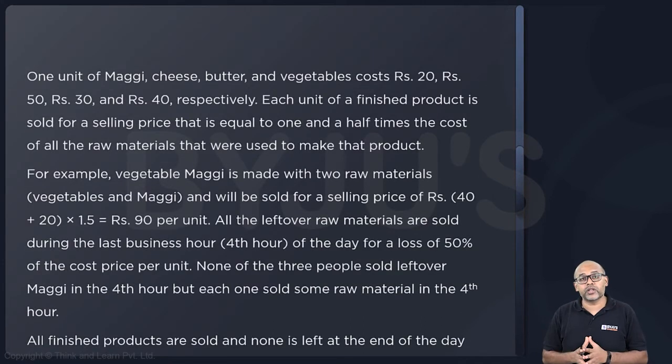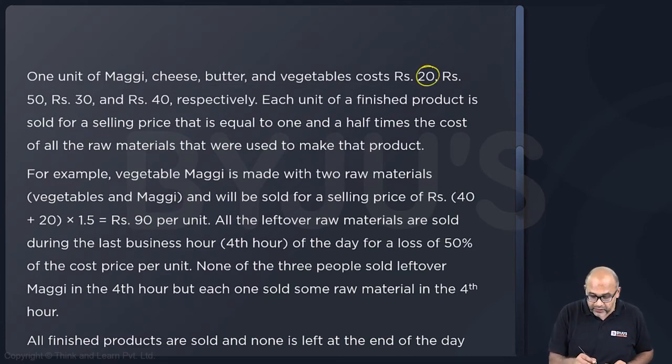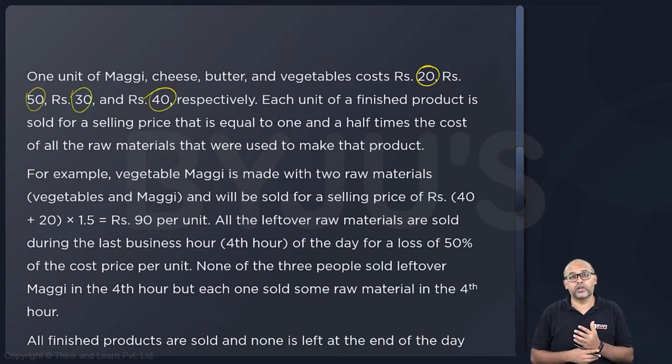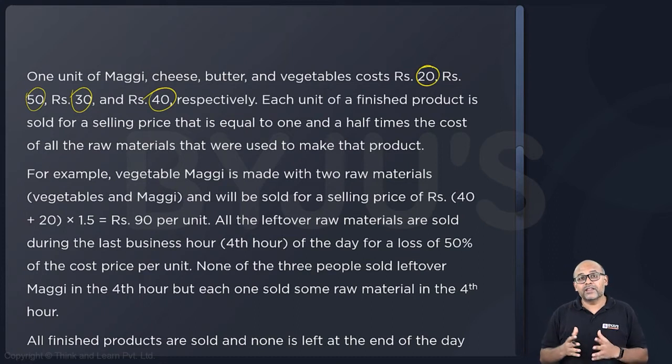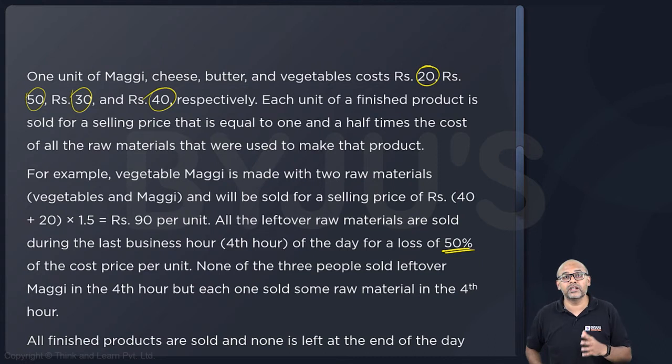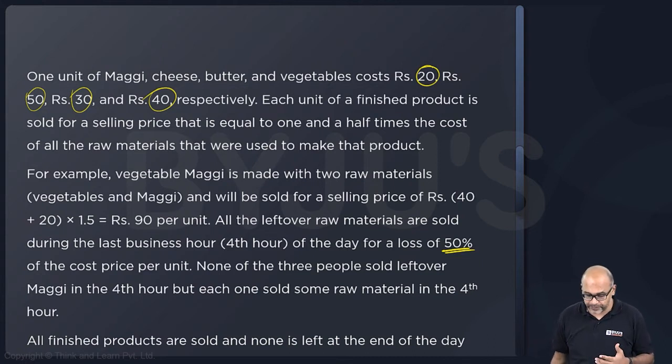Now, the cost prices are given for each of the raw materials: Maggi, cheese, butter, and vegetable. Given this, you can also find out the cost of each dish, because the sum of the raw materials used is the cost of the dish. The selling price of the dish is 50% more than the cost price. So you're selling it at a 50% profit.